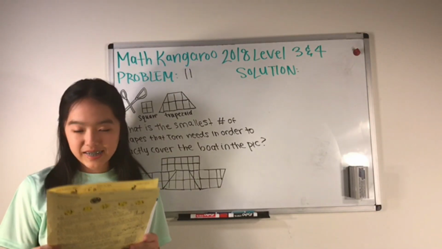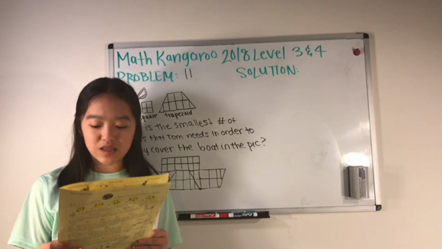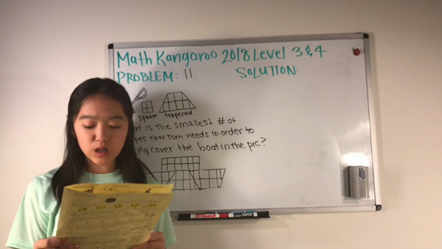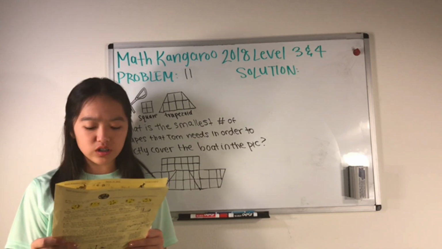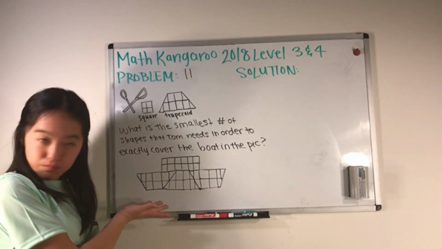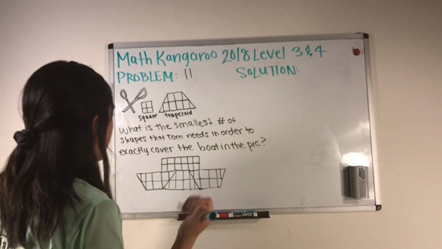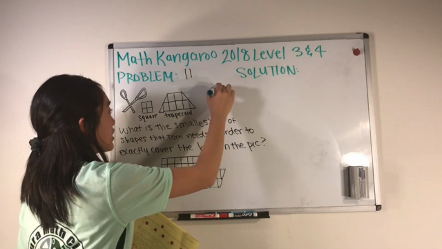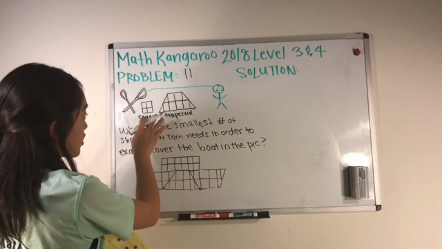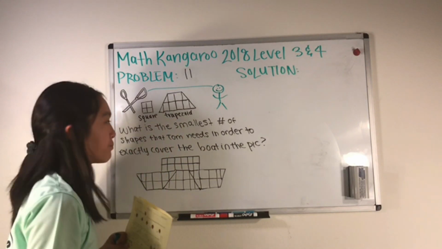Problem number 11 states, Tom cuts 2 kinds of shapes out of grid paper as shown to the left. What is the smallest number of shapes that Tom needs in order to exactly cover the boat in the picture? So this boat is pretty ugly, but I think we can still work with it. So here we have Tom and his scissors. So he cuts out a square and a trapezoid.